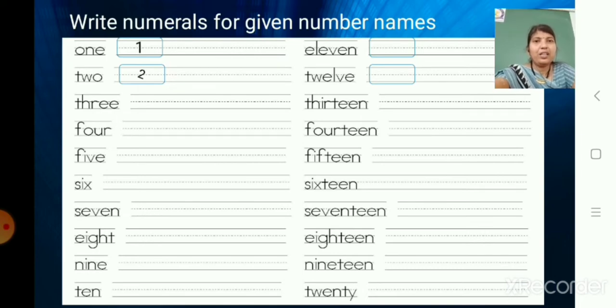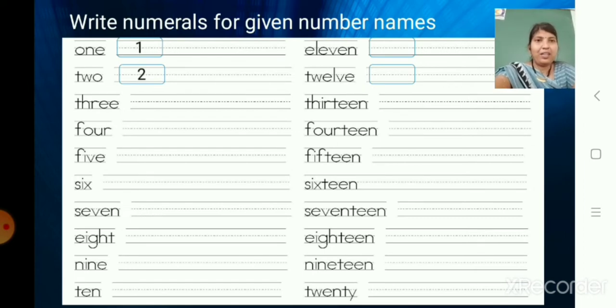Now read the next number. It is TWO, 2. Yes, number name is given. So you have to write in numerals. You have to write the number for the given number name. So 2, how to write 2? Now here some number names are given. So you have to read them. Yes, 3, 4, 5, 6, 7, 8, 9, 10. What you have to do? You have to write down the numbers for those given number names. Okay. Now see the next one.